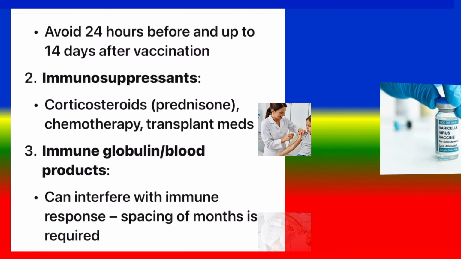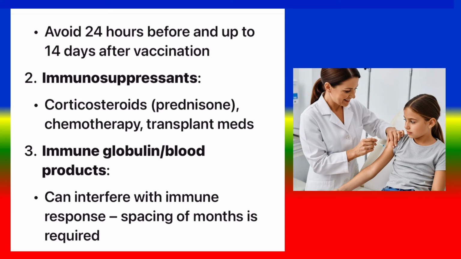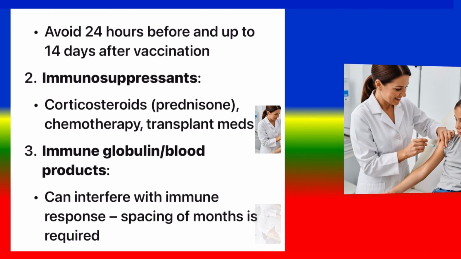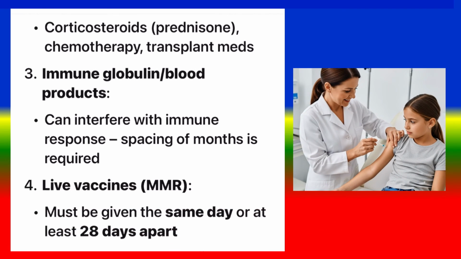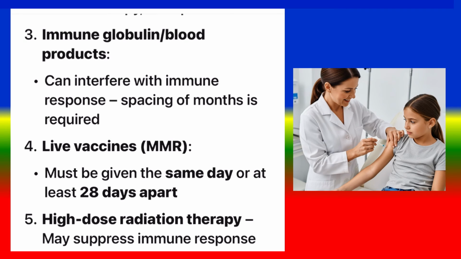2. Immunosuppressants: corticosteroids, prednisone, chemotherapy, transplant medications. 3. Immune globulin and blood products can interfere with the immune response. Spacing of months is required. 4. Live vaccines, e.g. MMR, must be given the same day or at least 28 days apart. 5. High-dose radiation therapy may suppress the immune response.